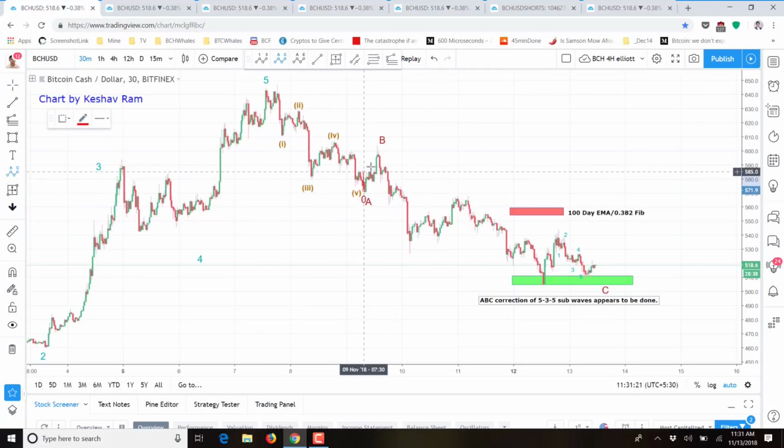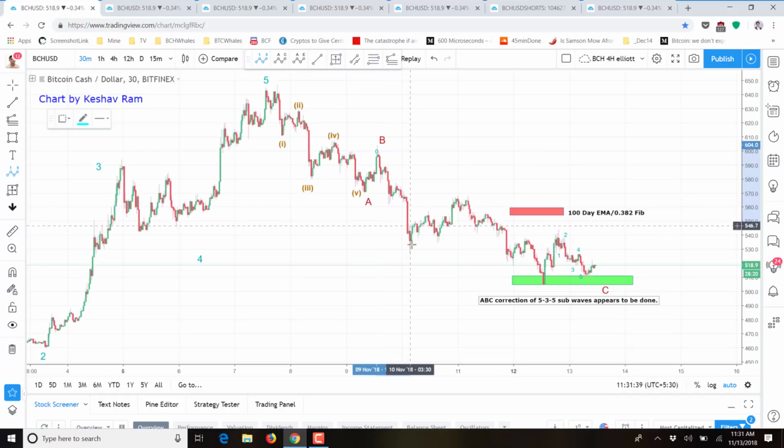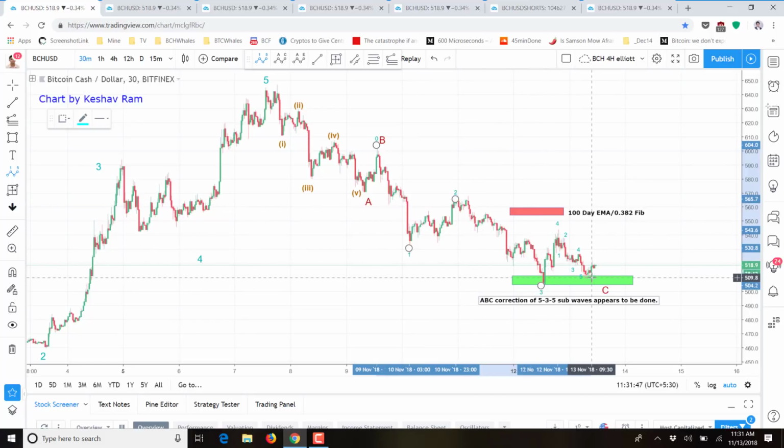If you see here, A, B, C is also done. So the 3 subwaves of B are also done. Then we assume that we are in the C wave. So how do I know that C wave is done? If I start plotting the subwaves of C, I'm starting here and I'm saying this is 2, 3, 4, 5.